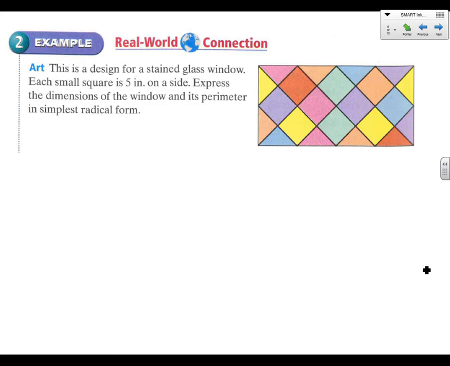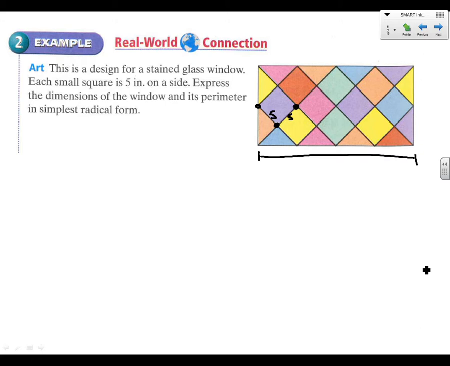All right, real world connection, let's see. This is a design for a stained glass window. What a beautiful stained glass window that is. Each small square is 5 inches on a side. Express the dimensions of the window and its perimeter in simplest radical form. All right, so from here to here is 5. From here to here is 5. Our job is to figure out the dimensions here so we can find the perimeter.